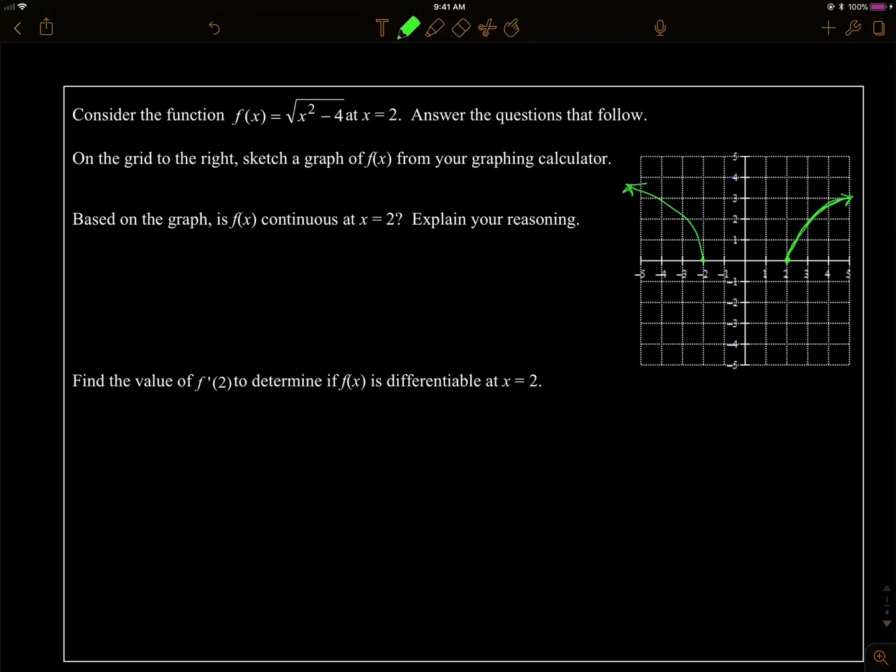Based on that graph, we want to talk about, is this function continuous at x equals 2? We want to explain our reasoning. So the three criteria of continuity, this is a good review for us. First of all, is f of 2 defined? It is defined, and its value is 0. The second criteria, does the limit exist as x approaches 2 of f of x? And the limit does not exist.